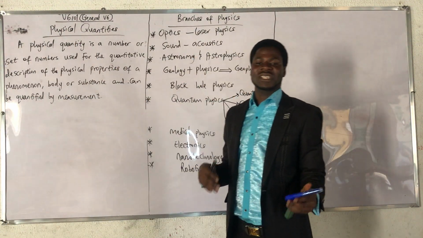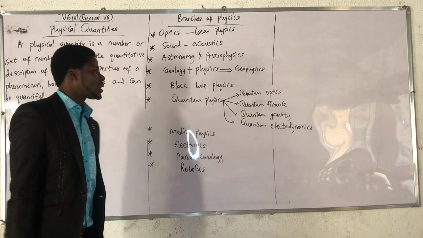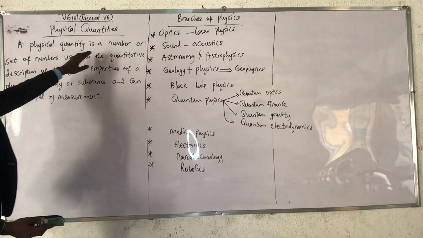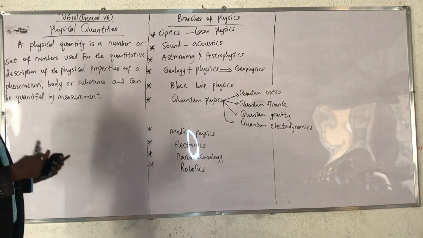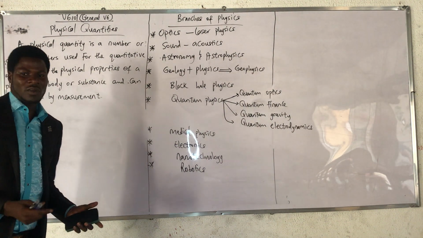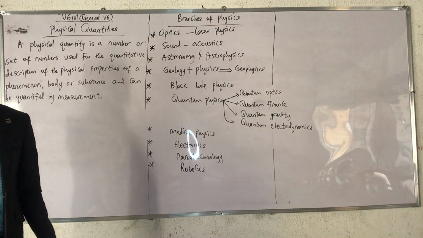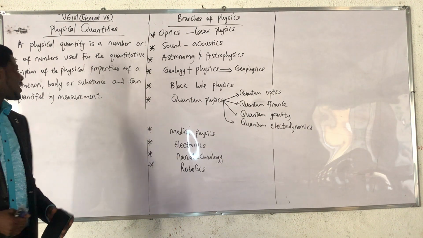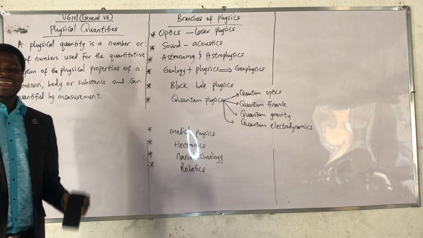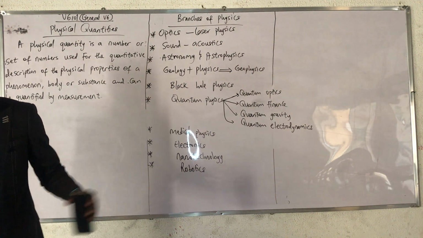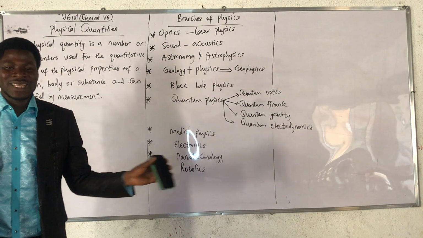That is why physics is called the science of measurement. We measure a lot, right? We say it is a number or a set of numbers used for what? Quantitative description of the physical properties of a phenomenon, a body or a substance, and can be what? Can be quantified by measurement. Anything we cannot measure using apparatus does not concern physics.